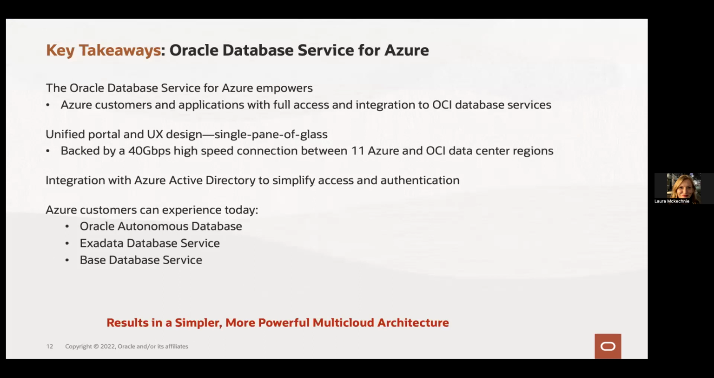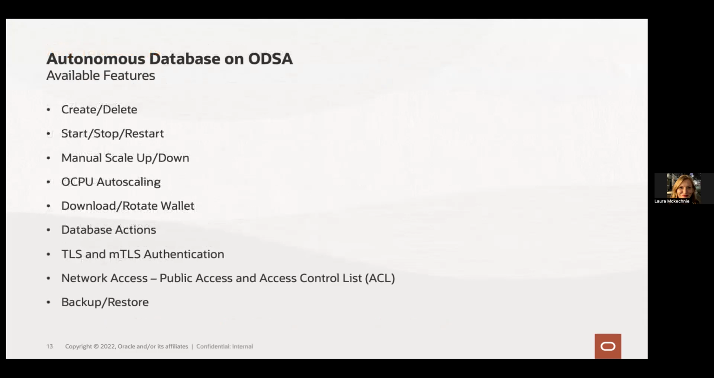Okay, we went through what's available: autonomous database, Exadata database, and base database service. So specifically, before I show you the UI and show you a brief demo, what's available today in ODSA is the list of features and functionality that are listed in this slide. What I mean by this is, I'm going to show you later, these are natively available in the ODSA portal or UI I showed you here. So if you go to your ODSA portal, you'll be able to create, delete, start, stop databases, scale up and down, enable, disable auto scaling, manage your wallets, and all those things.